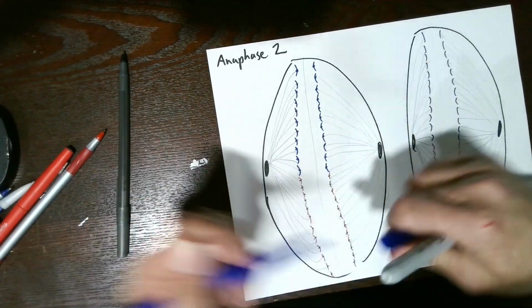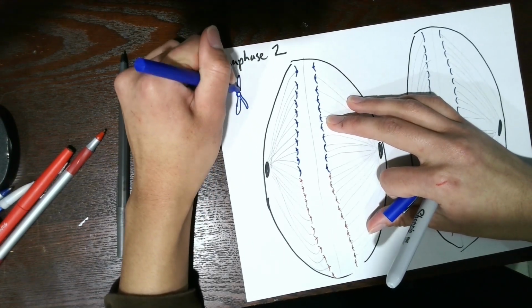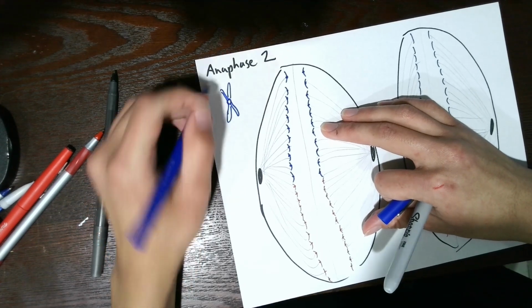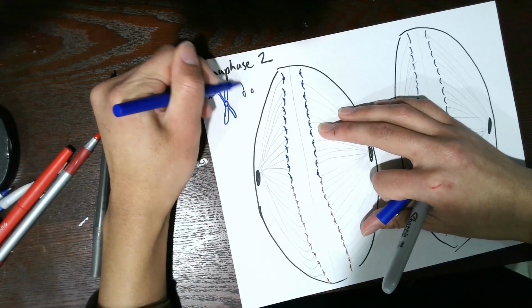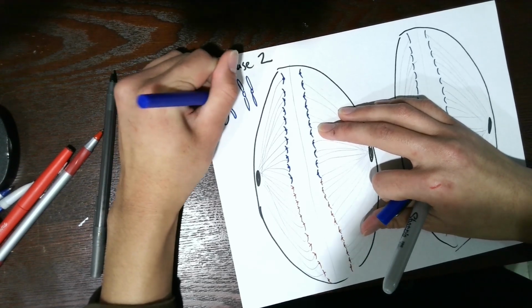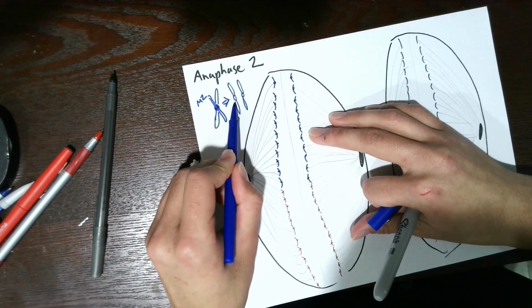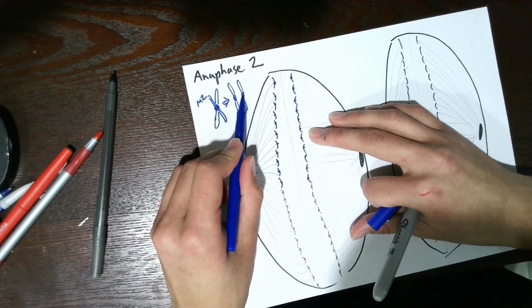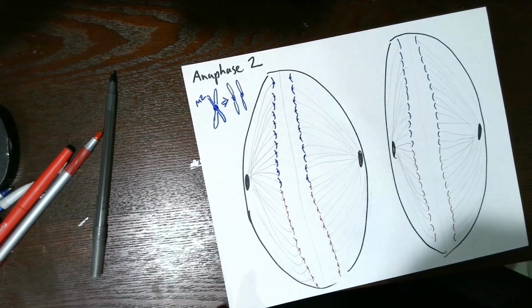So I'm just going to draw it closer so you know what I'm talking about. This is what it looked like in metaphase 2. And during anaphase 2, what we're doing is we're doing this. You see how we're ripping apart this little centromere in the middle and it's splitting in half? So now this is 2 chromosomes because there's 2 centromeres.